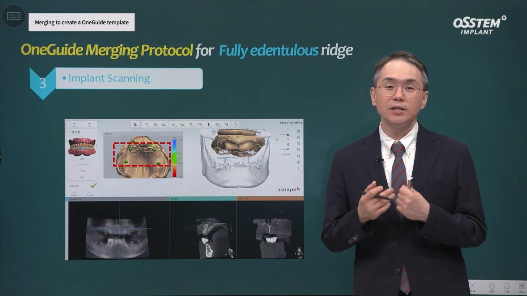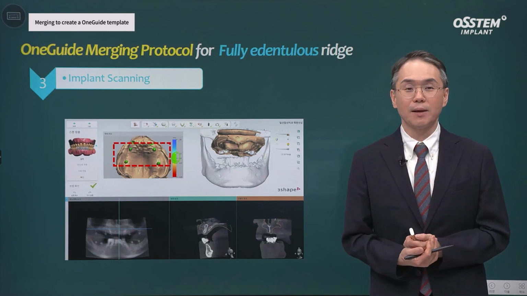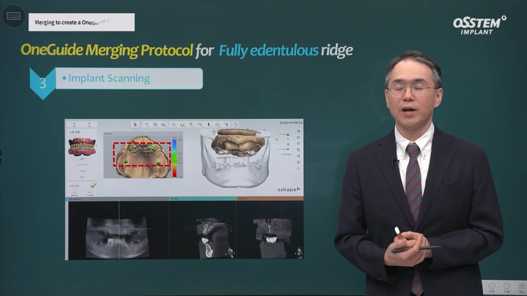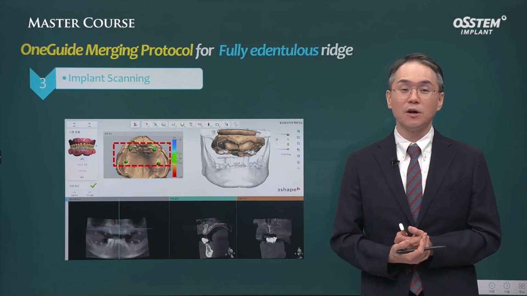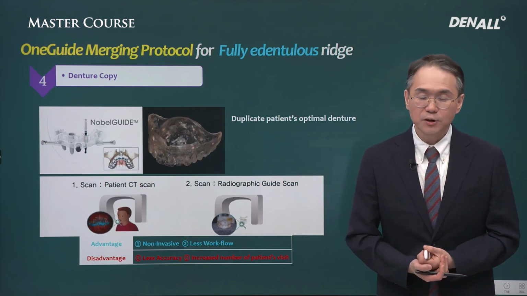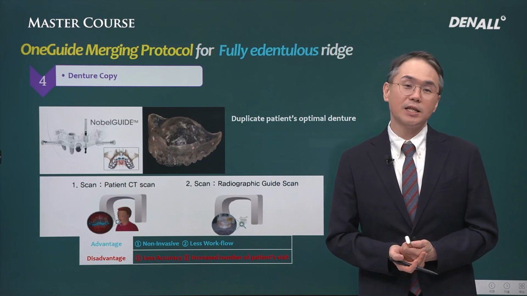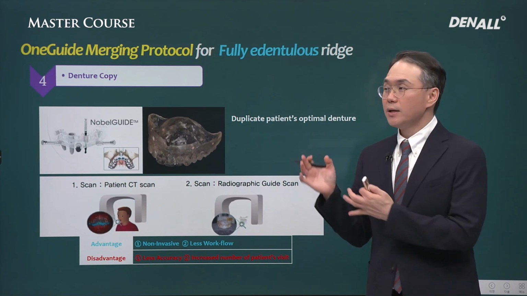Merging is an important step that we need to pay heed to. Just like when we button our shirt, we need to do a good job from the first button. If merging is accurate, then the next steps of guided surgery will naturally become accurate as well. Last but not least, I want to talk about denture scanning. If you have an intraoral scanner like Trios, you can do this.